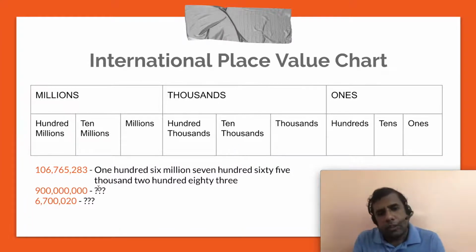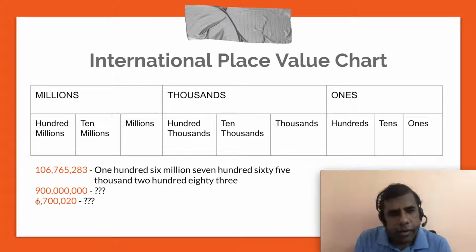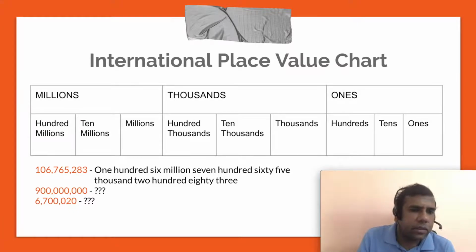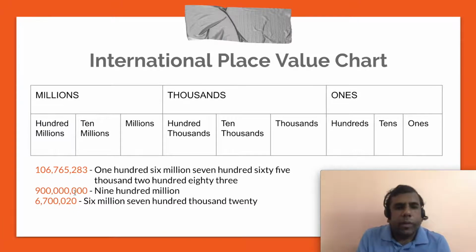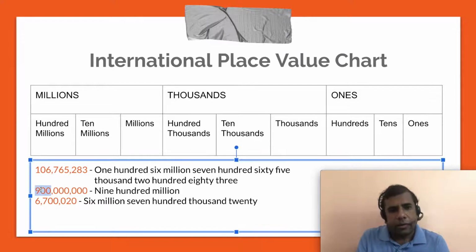Let's take another example. 900 with a bunch of zeros, right? And 6,700,020. What are these numbers? This number will be simply 900 in the millions place and 0 for thousands and 0 for ones. So this will simply be 900 million. Once you put the commas in, it's apparent that this is 900 in the millions period and 0 everywhere else, right? So this becomes 900 million.